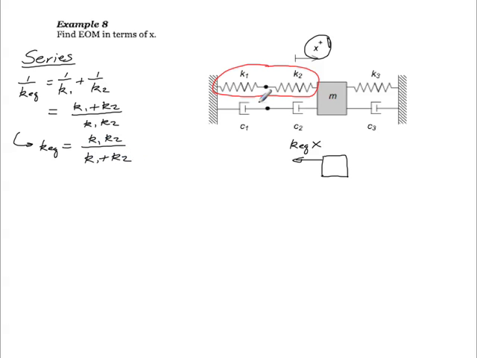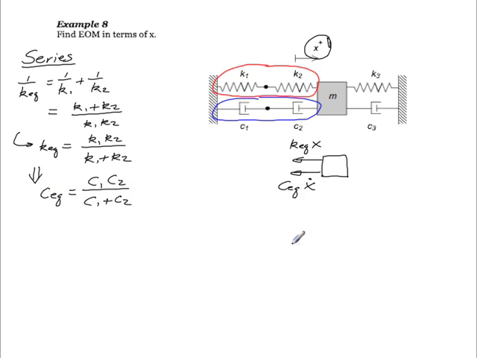In the same way, I'm going to replace these 2 dashpots in series by a single dashpot of damping coefficient of C equivalent. So that force is C equivalent x dot. It's acting to the left. And in the same way, I won't go through this again, but you'll find that C equivalent is equal to C1 times C2, the product of the 2, divided by the sum. So that's what we've got.